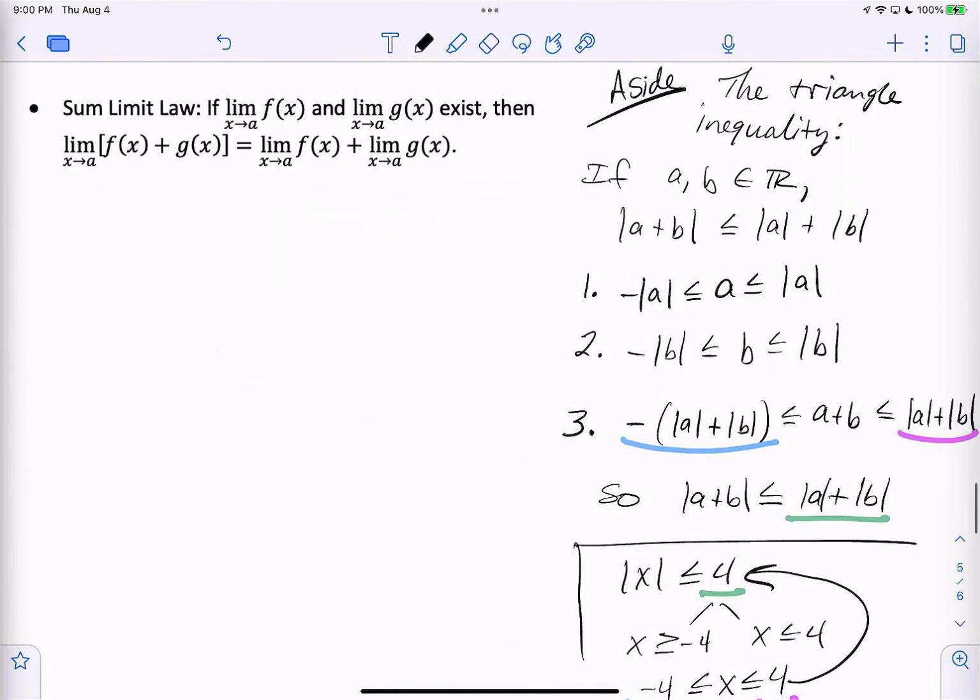Okay, now we're going to set that aside. I apologize for that one. Okay, back to our limit statement. We're going to prove this now.